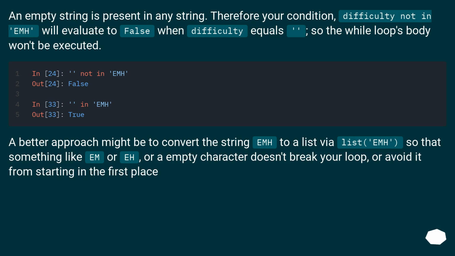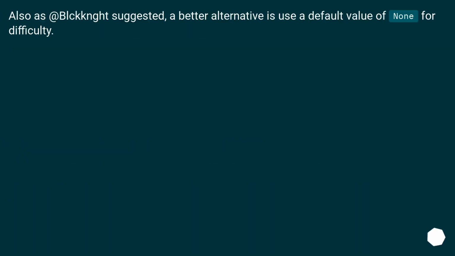A better approach might be to convert the string to a list, so that something like M or H, or an empty character doesn't break your loop, or avoid it from starting in the first place. Also, as BLCKKNGHD suggested, a better alternative is to use a default value of None for difficulty.